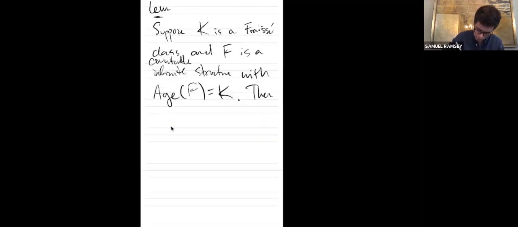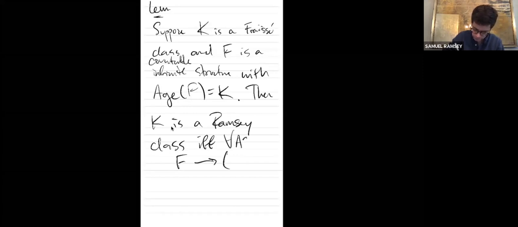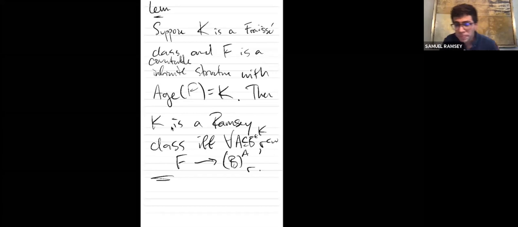Then K is a Ramsey class if and only if F arrows, well, let's say it this way, for all A subset of B in K and r less than omega, F arrows B superscript A sub r. Okay, so this says that you can use the infinite structure as the domain rather than some very large finite structure.